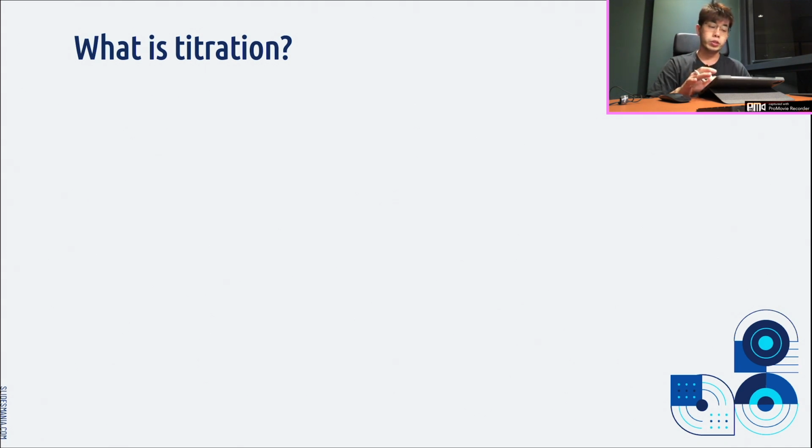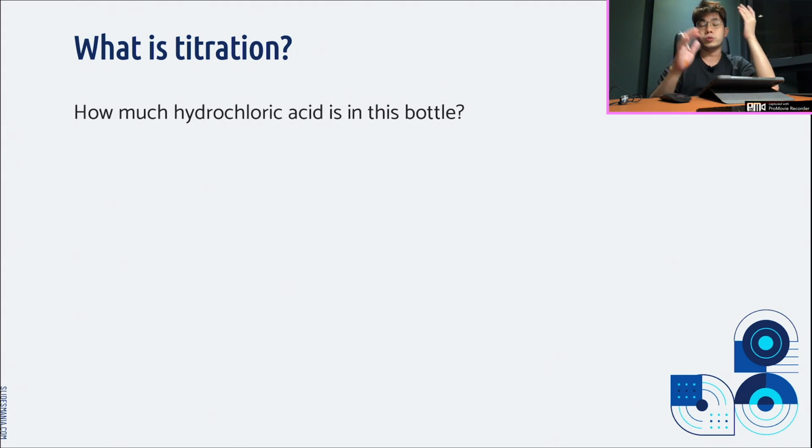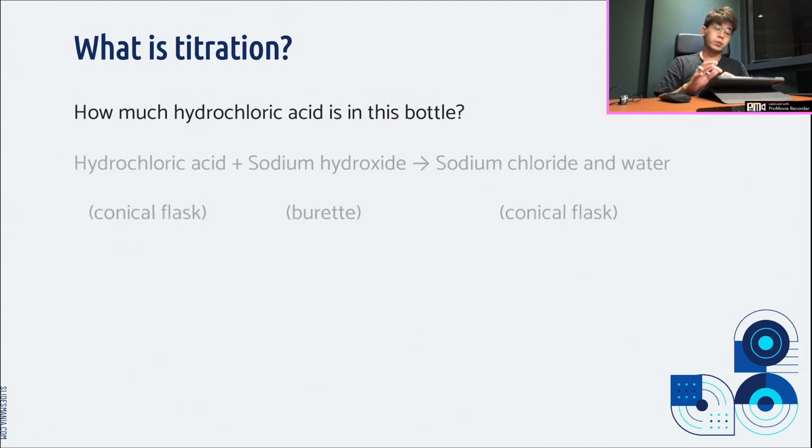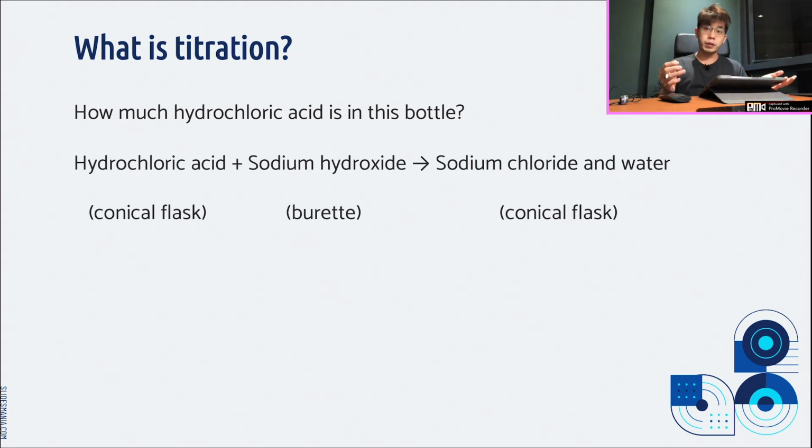So what is titration? Titration is used to measure the amount of substances. For example, how much hydrochloric acid is actually inside, let's say, this bottle. So what do we do? We use an experiment that we know reacts with hydrochloric acid, for example, this neutralization experiment. We put the hydrochloric acid inside the conical flask and we titrate it with the sodium hydroxide. We basically find out how much sodium hydroxide is required to fully react with all the hydrochloric acid, and then with calculations we should be able to find out how much hydrochloric acid is actually inside the bottle.